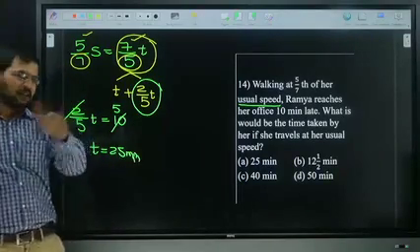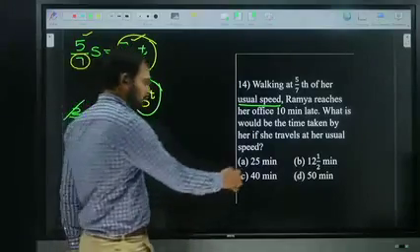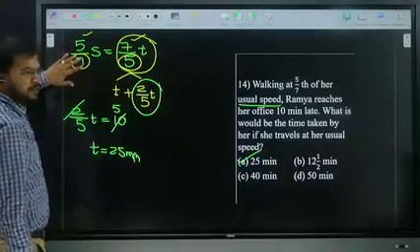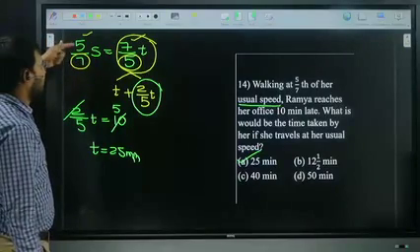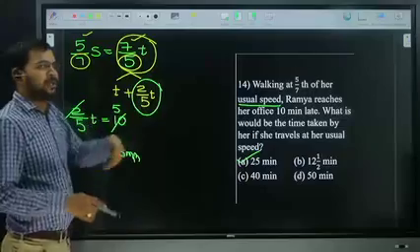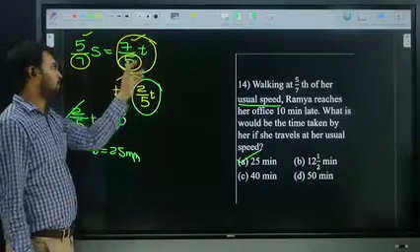All of you clear? So your option, 25 minutes, is the right answer. Here the original speed is 7, but she travels with 5 parts only, 5 by 7th of the speed. Therefore, time becomes inverse, 7 by 5th of the time.